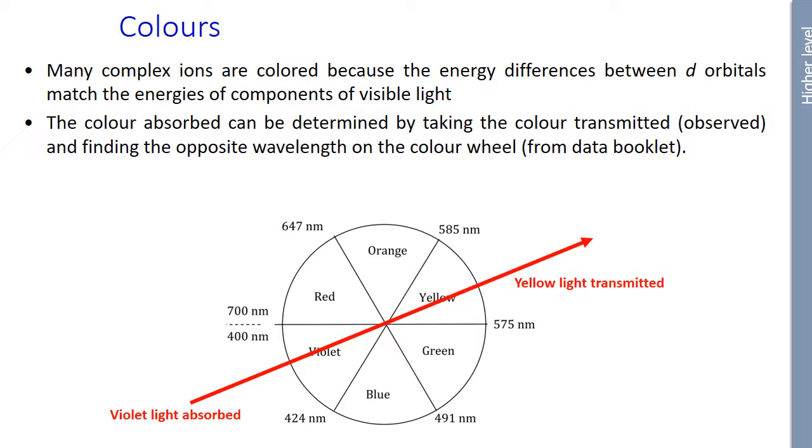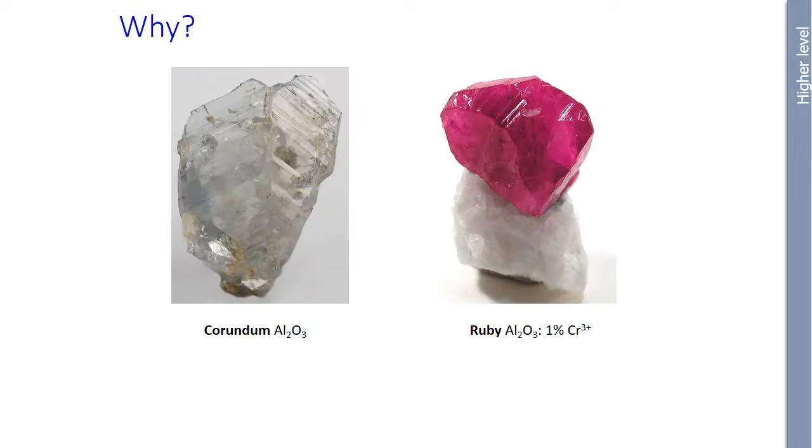Okay, so larger splits require high energy transitions, so that's why they absorb in the violet range, so they tend to be more yellow, and smaller splits tend to be lower energy, so looking at the reds, they tend to be greeny blue. Some real world examples: corundum, aluminium oxide, is basically colourless, whereas ruby, which has 1% chromium 3+ in it, is red.